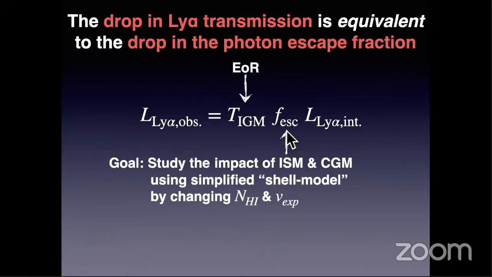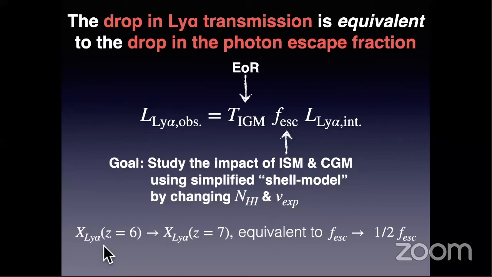So we use this shell model. It's Monte Carlo radiative transfer run on a shell model, so you assume all galaxies are shells, and in that shell you have an expanding velocity, the outflow velocity, and you also have the amount of neutral hydrogen. We want to change these and see how the F escape would mimic the behavior of reionization. If you do the calculation of the Lyman alpha fraction and go through the equation, you realize that reproducing the drop from redshift 6 to 7 is really equivalent to the F escape dropping to half its value.